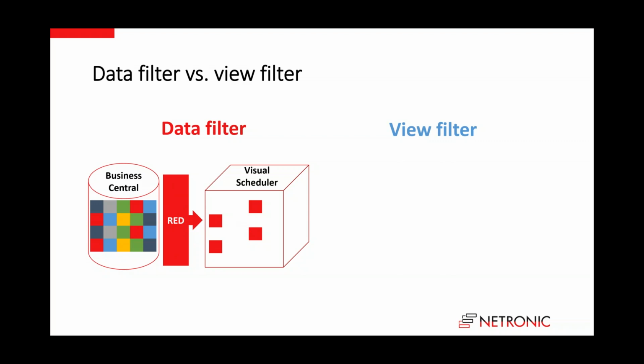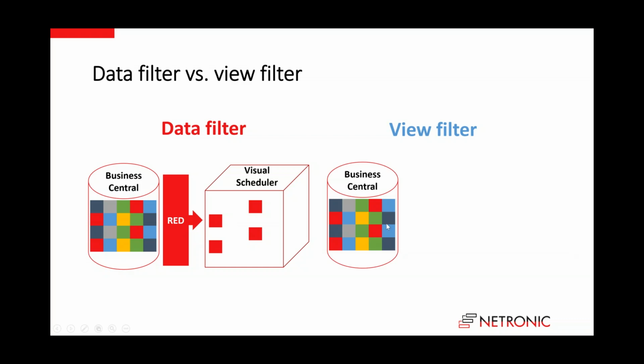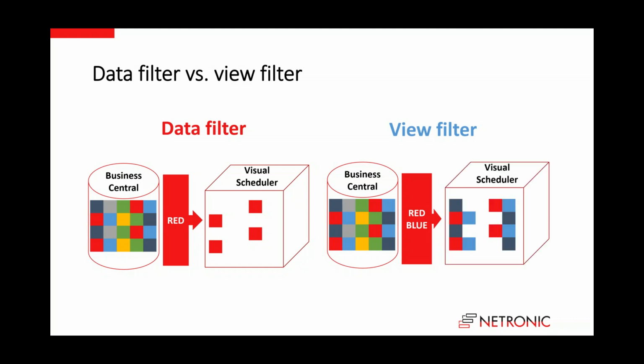The view filter, first we have the same principle. We have the Business Central database and we have the Business Central data. Then you can actually apply again a data filter. So upon the load of the data, you can say, okay, this time I want to load all red and all blue data into the visual scheduler. So then you filter out the gray and the orange and the green ones so that you have the red and the blue ones.